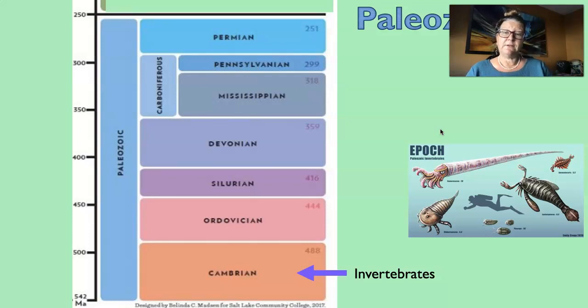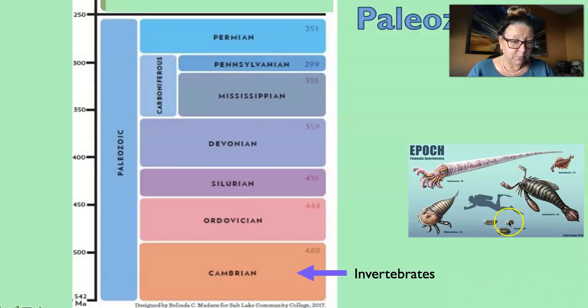Remember, there was life before the Cambrian explosion, but it was soft tissue life mostly, and that's very difficult to preserve. Things like algae are not very easy to preserve in the geologic record. So we started out with invertebrates, and invertebrates are organisms that do not have a backbone. So you can think of things like tube worms, sponges.